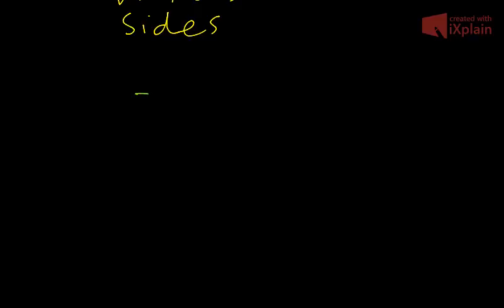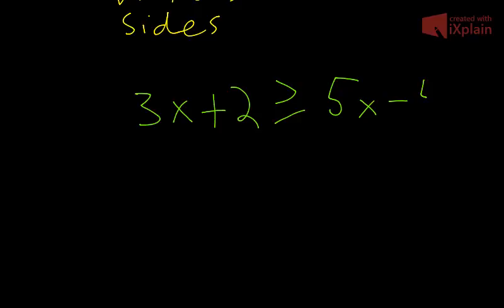We're going to have 3x plus 2 is greater than or equal to 5x minus 4. What I want to do whenever I have two different variables is to get rid of one of them. So I have two different options. I can either get rid of the 3 or the 5, which means I'm either going to subtract 3x or 5x. And just kind of looking forward a little bit, making some strategy here.